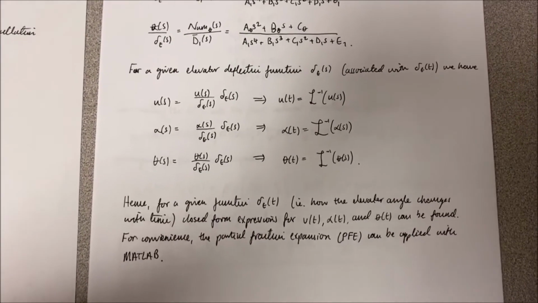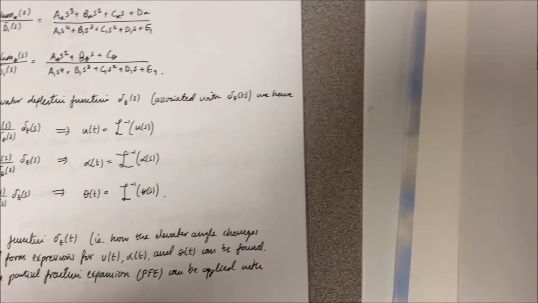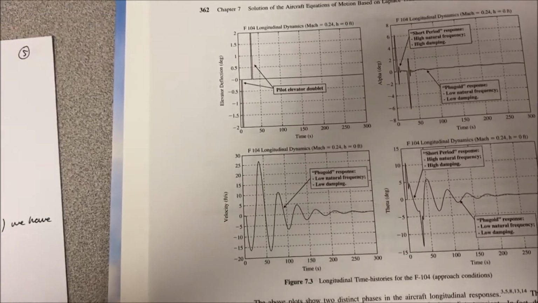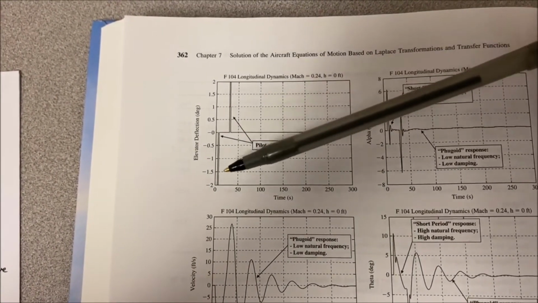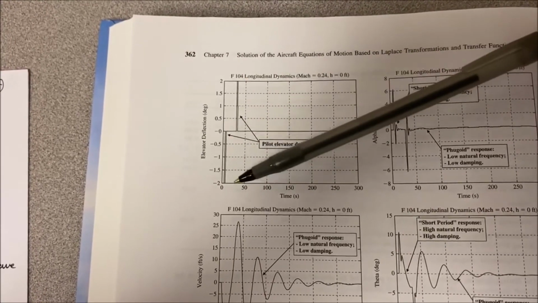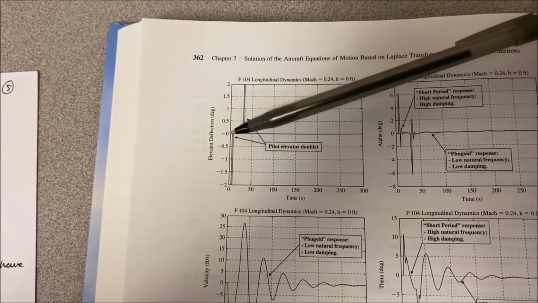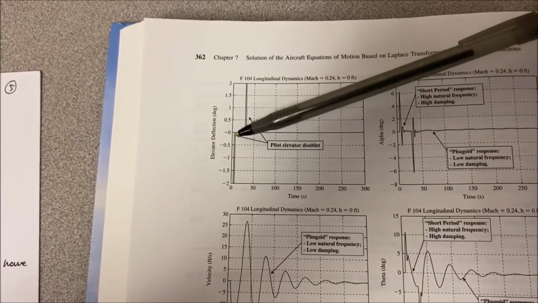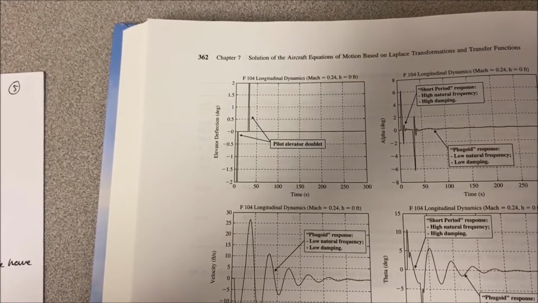And as an example of what a solution like that would look like, here is an example of a function of the elevator deflection with respect to time. Here we're simulating the short period pitching oscillation, right? So here is our function of elevator angle with respect to time. First we have this instantaneous pulse in the negative direction, followed by an instantaneous pulse in the positive direction.